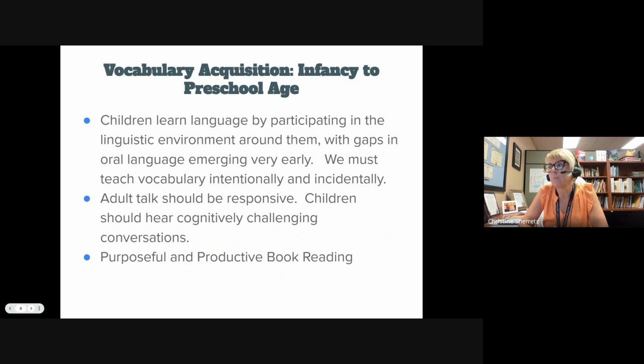Children learn vocabulary by participating in a linguistic environment. So we have to teach vocabulary intentionally and incidentally. Incidentally will be through social conversations. Adult talk should be responsive, and children should hear cognitively challenging conversations. We want to be purposeful and productive in book reading. So we want to have books that are really going to increase that vocabulary.